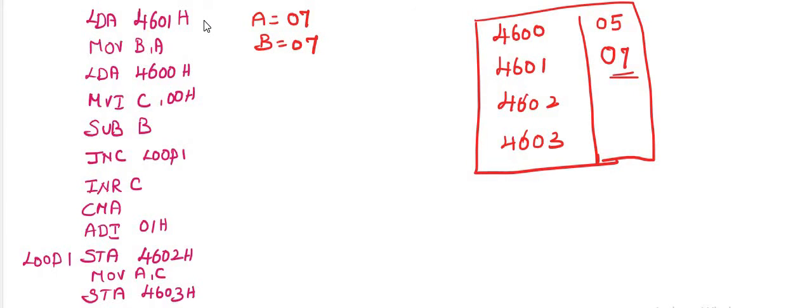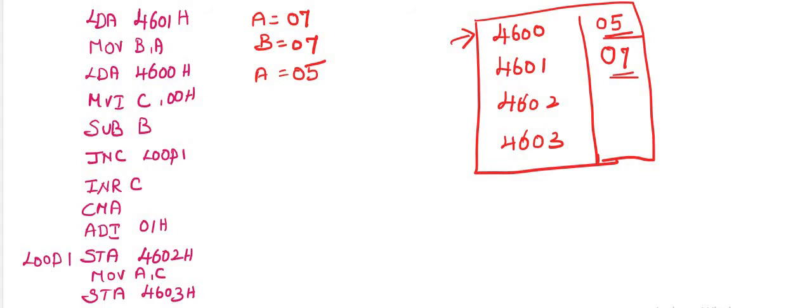Next, using the load operation, load accumulator 4600. So in the 4600, memory points to this location. Here the value will be 05. So accumulator is equal to 05.